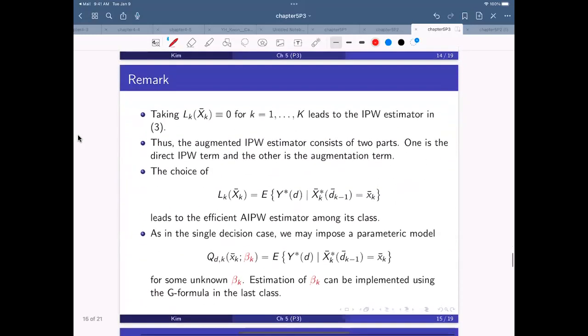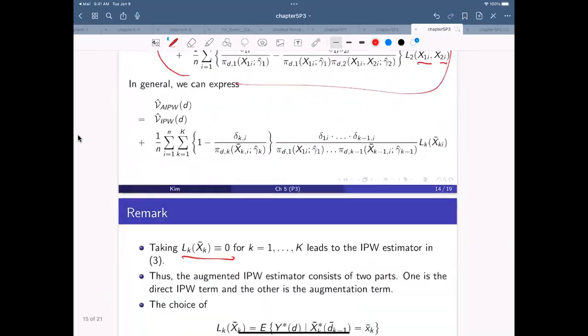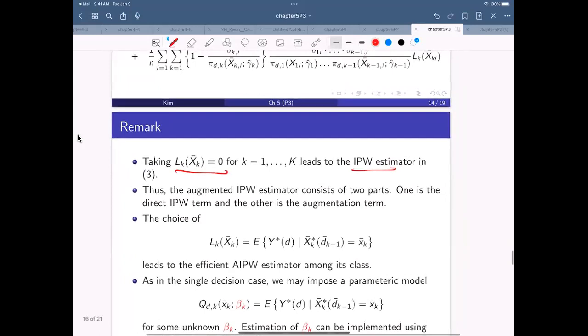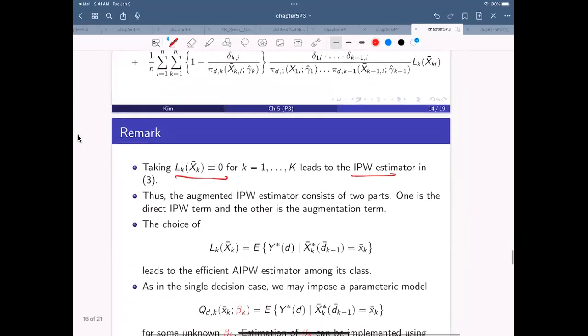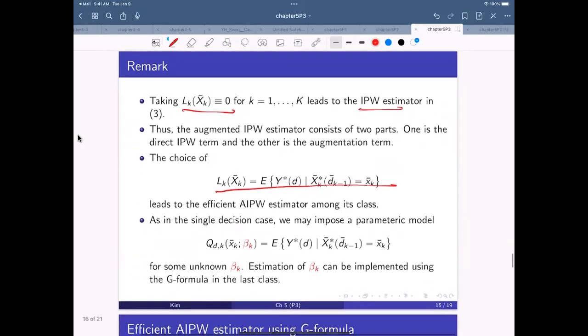So if we just don't ignore anything, right? If we ignore this one, then it's just the IPW estimator. But we should use it, right? So we should use it. And the nice thing about monotone missing data is that the best choice is already known by the theory of Robbins. He proved this, right? So you can just use it.